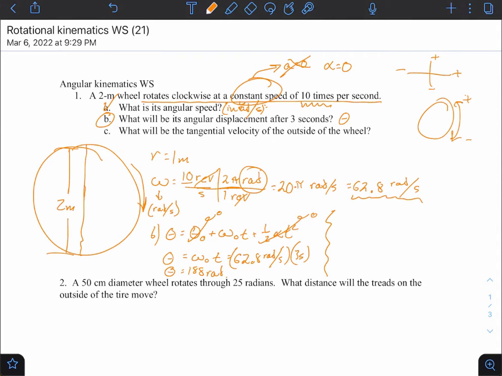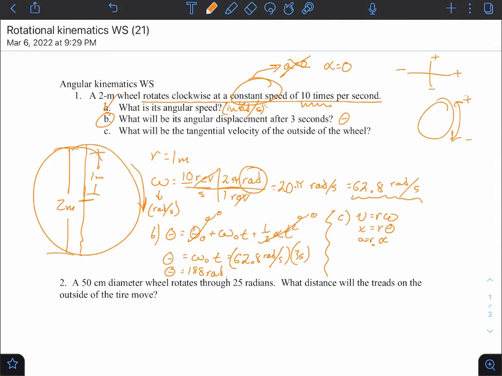Now for part C, this is where the assumption of what the radius is, whether it is 2 meters or 1 meter, will make a difference. I'm going to assume it's 1 meter, but I'll show you what the answer is if you assume 2 meters. And again, go with the v equals r omega equation. Velocity equals radius times omega. And I'm going to remind you from what I said in class, x equals r theta, and a equals r alpha.